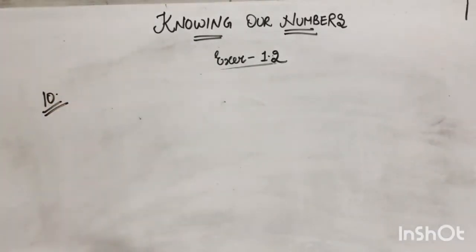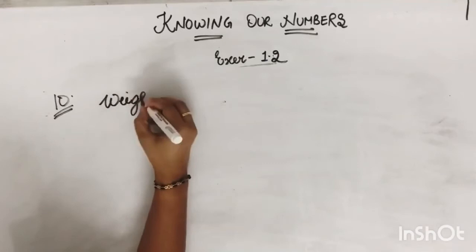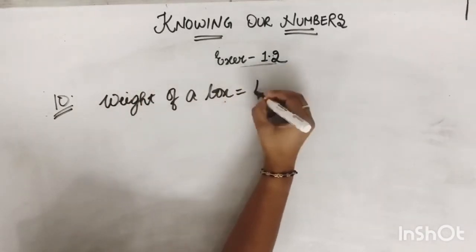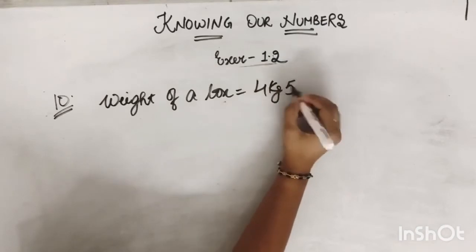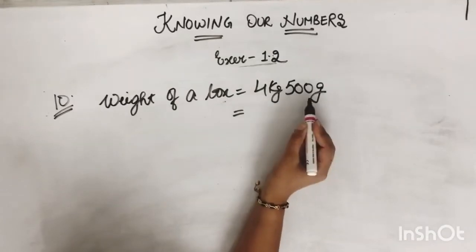Medicine is packed in boxes, each weighing 4 kg 500 grams. How many such boxes can be loaded in a van which cannot carry beyond 800 kgs? So weight of a box is equal to 4 kg 500 grams. Again we have to change the units. We'll convert kg into grams.